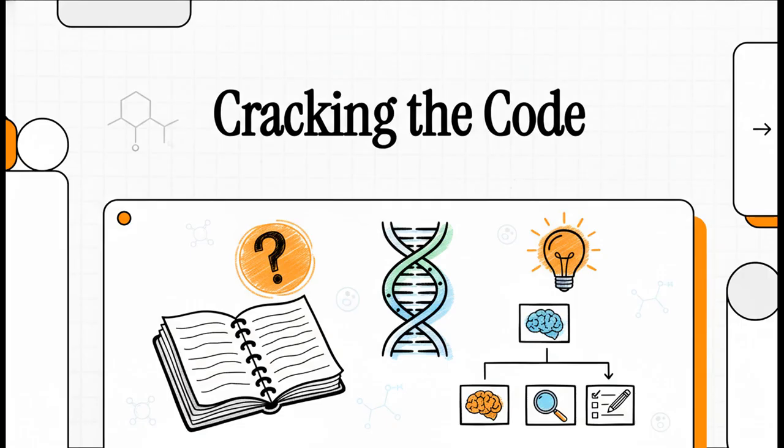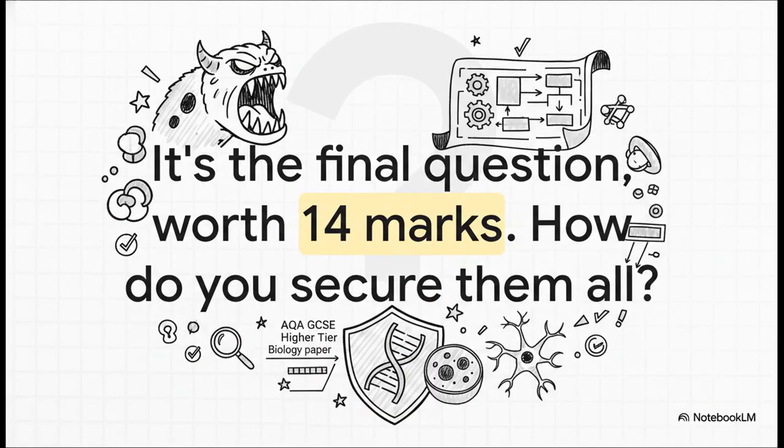Let's get into it. So this is question 7 from an AQA GCSE higher tier paper. And yeah, it's a bit of a beast, worth a massive 14 marks. But don't you worry. By the time we're done here, you're going to have a complete blueprint for how an examiner wants you to answer this, step by step, mark by mark.